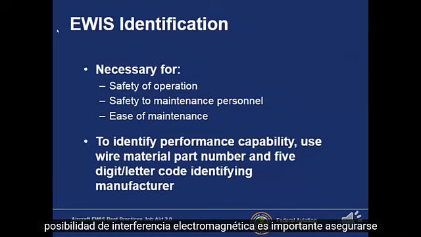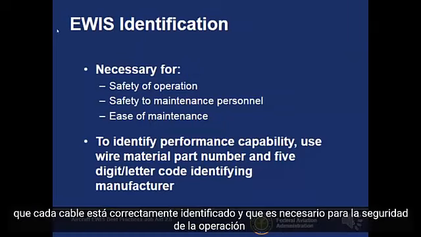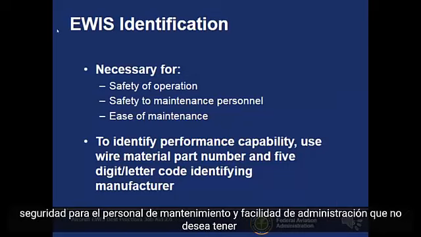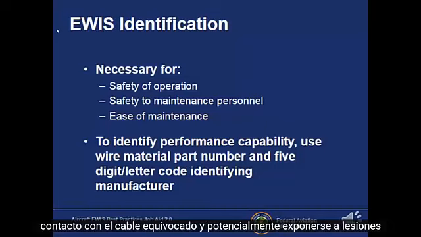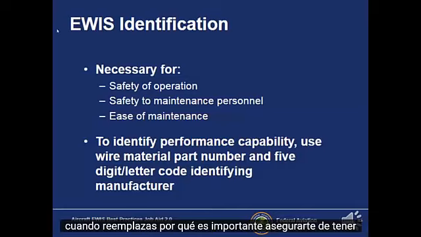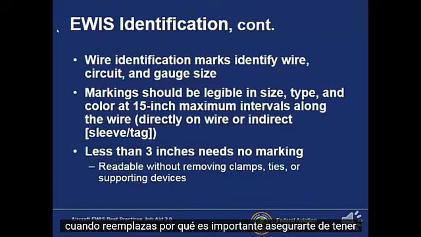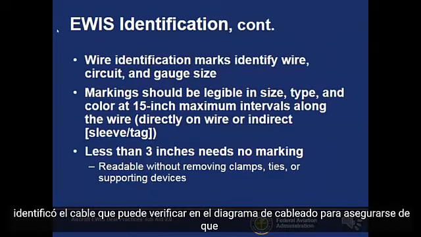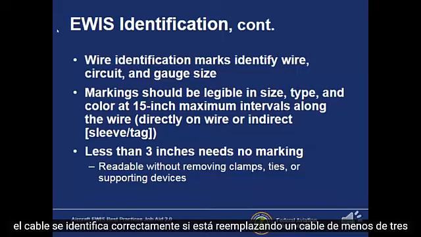It's important to make sure that each wire is properly identified. That's necessary for safety of operation, safety to maintenance personnel, and ease of management. You don't want to have contact with the wrong wire and potentially expose yourself to injury. When you replace wires, it's important to make sure that you have properly identified the wire. You can check on the wiring diagram to make sure that the wire is identified properly.